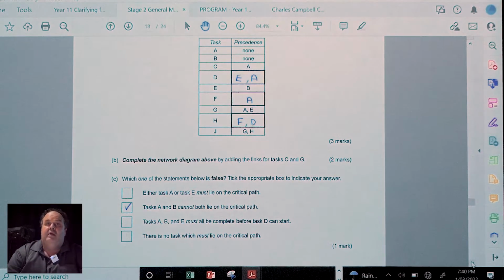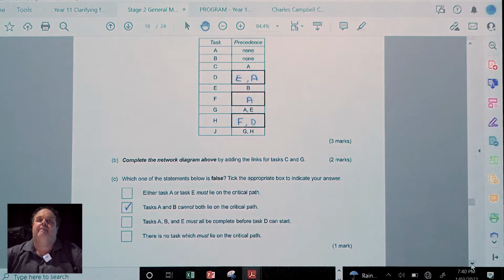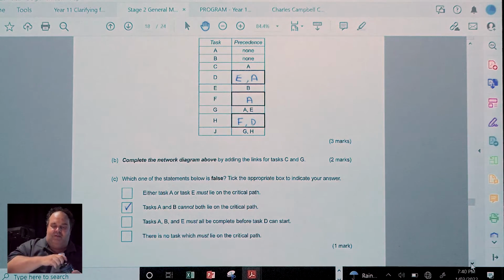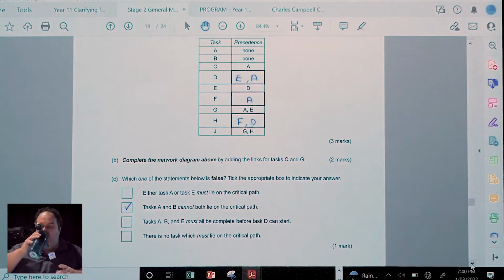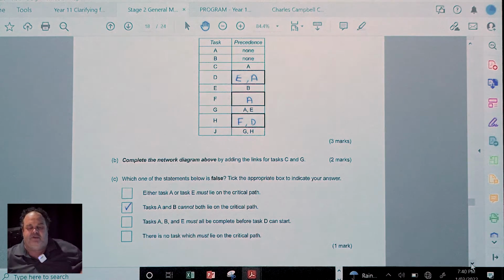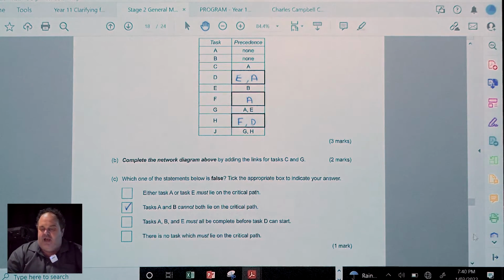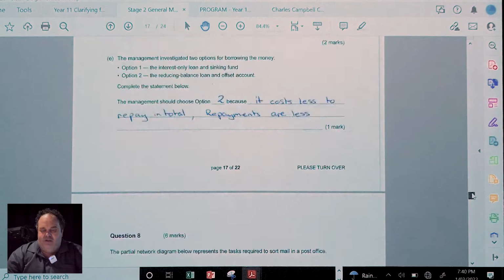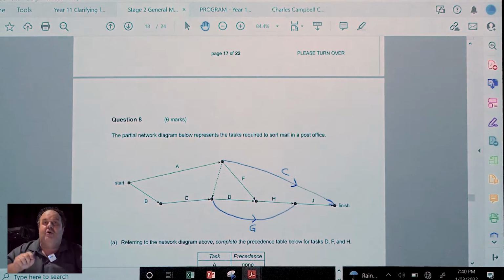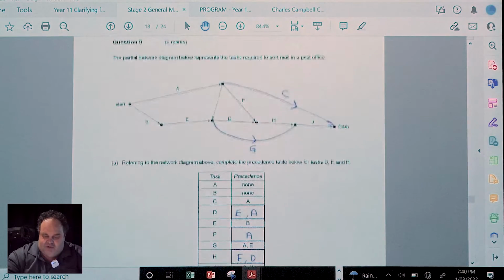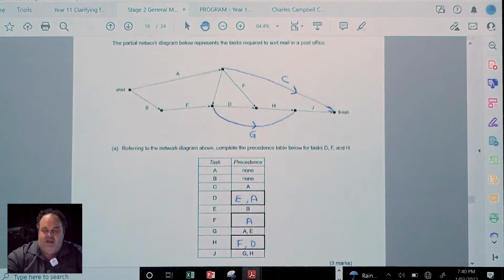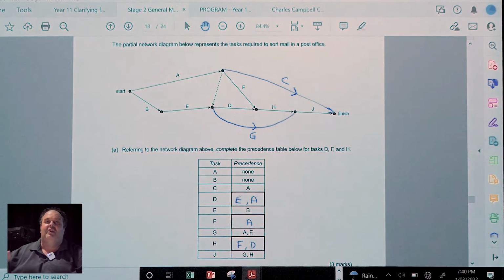Can I ask you a question? Yep. Couldn't that be the first one as well? Because you just said the possibility, because it has to be false, either task A or E have to be on the critical, what's it say? Yeah, either task A or E have to be on the critical path.